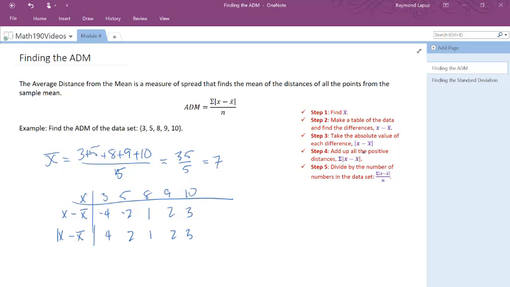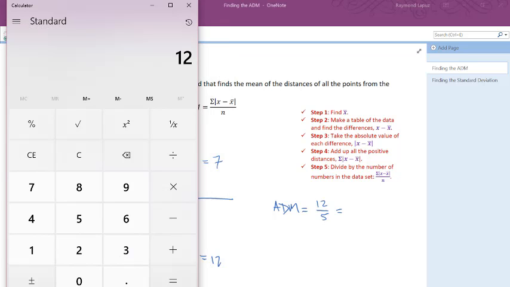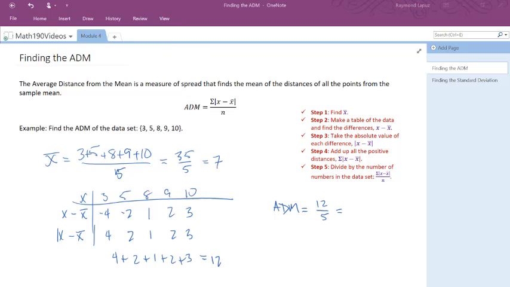The next step is to add them all up. So we have 4 plus 2 plus 1 plus 2 plus 3, and that's going to be 12. And then finally, the ADM is going to be this number 12 divided by n. N is equal to 5. Let's take out our calculator. And 12 divided by 5 is 2.4. So that's our ADM.